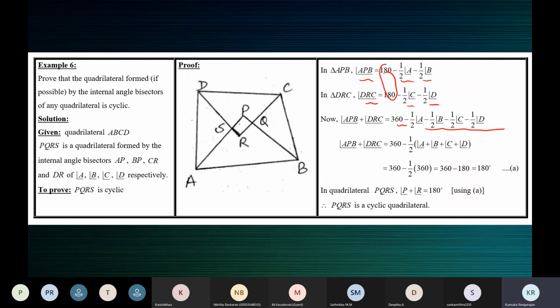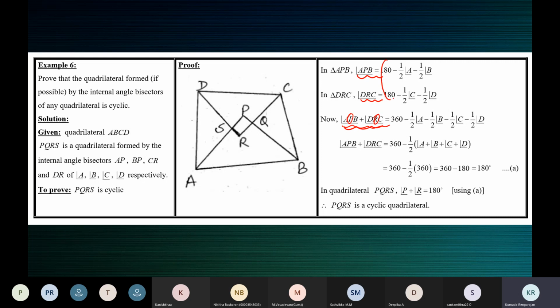So what are we doing? From one triangle, we found angle P. From another triangle, we found angle R. Now we're trying to add the two, angle P plus angle R, because we have to show that their sum is 180. So that's what it is. Find angle P from one triangle, find angle R from the other triangle, and add angles P and R.